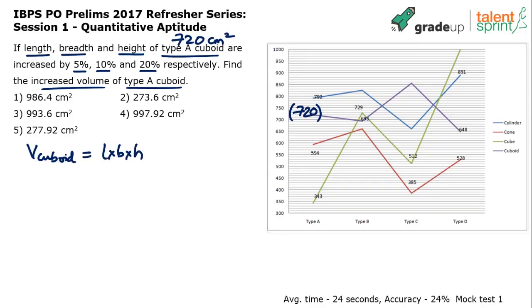Now the first and foremost point to be understood is option 2 and option 5 can never be the answers. See, he's asking us to find out the increased volume. What do you mean by increased volume? The new volume. If the initial volume itself is 720, how can the new volume become less than 720? It should be more than 720, right? Obviously the answer has to be more than 720.